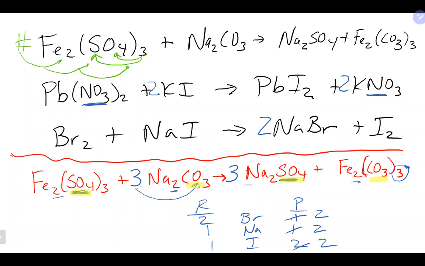That means that I now need to go to the left-hand side and fix my sodium by putting a 2 there. That gives me now 2 of the Brs, gives me 2 sodiums. And once again, that also fixed my other guy here, gets me 2 iodines, and now I am balanced. Any questions on that there?